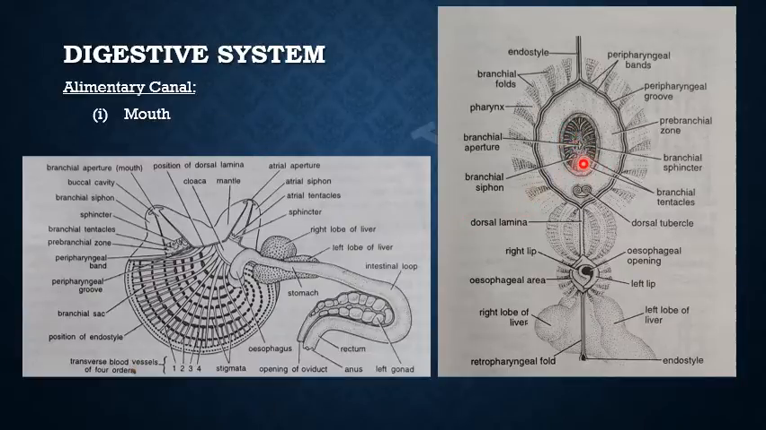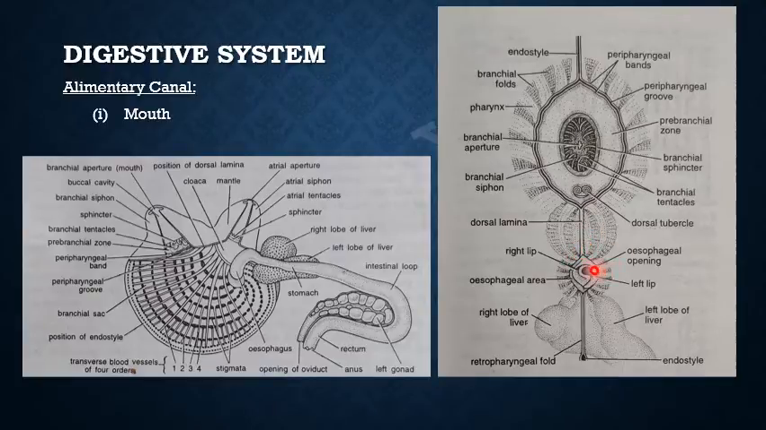And so this is the branchial siphon, and then you can see the dorsal tubercle, which is present in front of the anterior peripharyngeal band. This is the inner or anterior peripharyngeal band, which is a continuous ring-like structure, but the outer one is not continuous. It is going from here to here, and then here it is continuing as endostyle, and here it was continuous with the dorsal lamina. So here it is very clear.